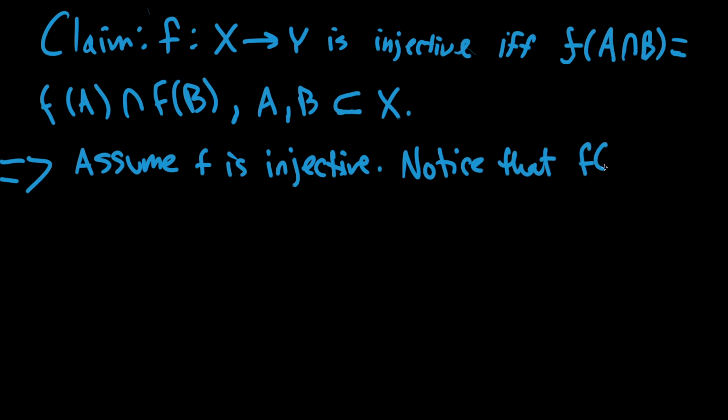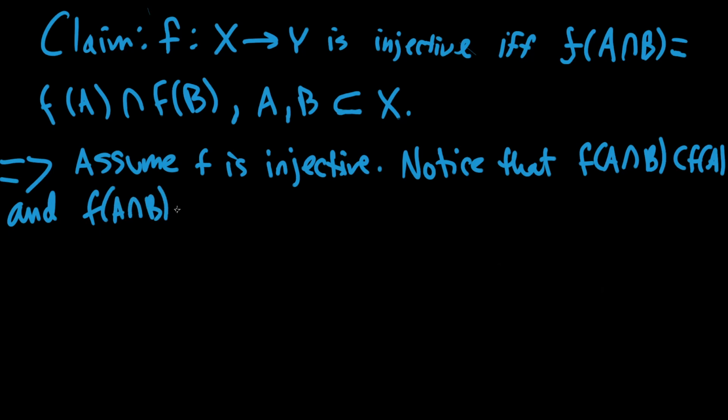So notice that f of A intersect B is a subset of f of A. Now, why can I go ahead and say this? Well, by definition, any element of A intersect B must be an element of A. So the image of A intersect B must be a subset of the image of A, again, because any element in the intersection here must be an element of A. So we can go ahead and do the same for f of B as well. So we'll say, and f of A intersect B is a subset of f of B.